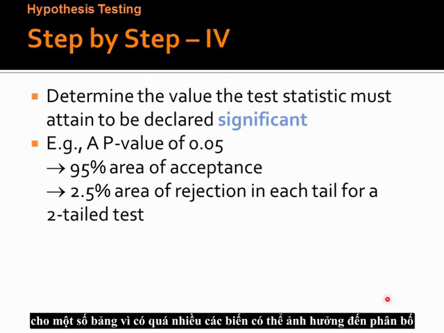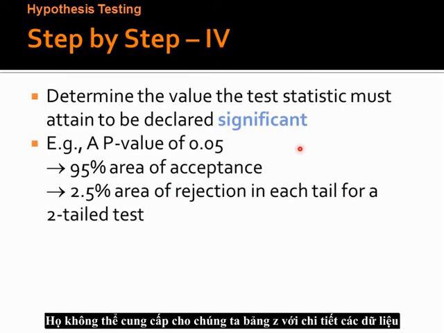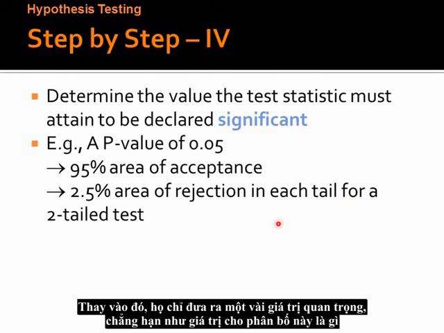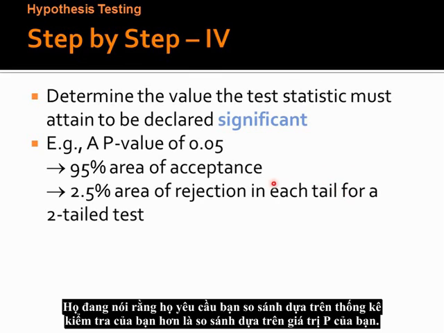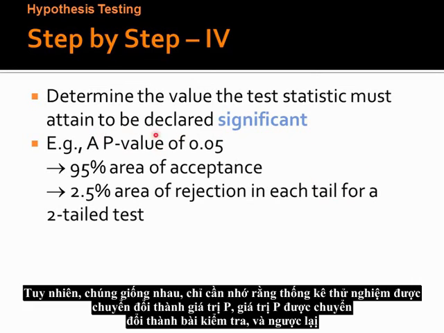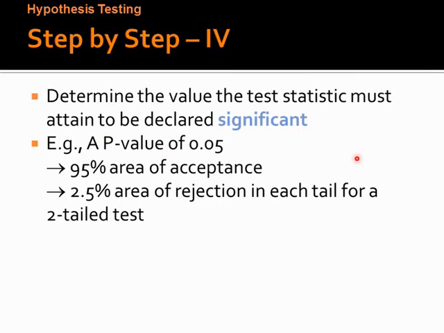For some tables, because there are too many variables that could affect the distribution, they can't give us something like the z table where there are many different values for z. Instead, they only give a few critical values, like what is the value for this distribution when alpha is 0.05, what's the value for alpha equals 0.01, stuff like that. So in other words, they're asking you to compare based on your test statistic rather than based on your p-value. However, they are one and the same. Just remember that the test statistic can be converted to a p-value, the p-value can be converted to a test statistic, and vice versa. Right.